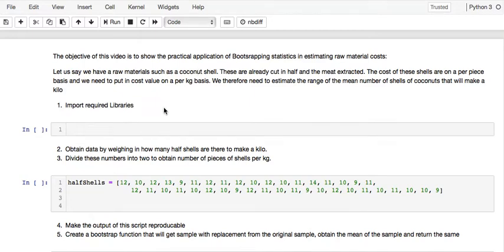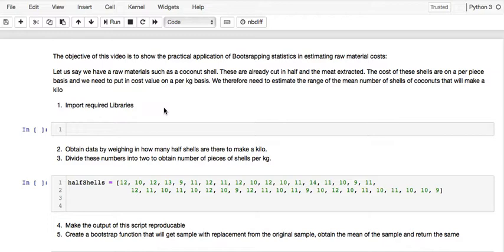Good day everyone. The objective of this video is to show the practical application of bootstrapping statistics in estimating raw material cost. Let us say we have a raw material such as a coconut shell. These are already cut in half and the meat extracted.